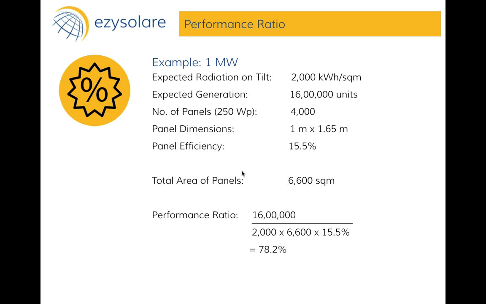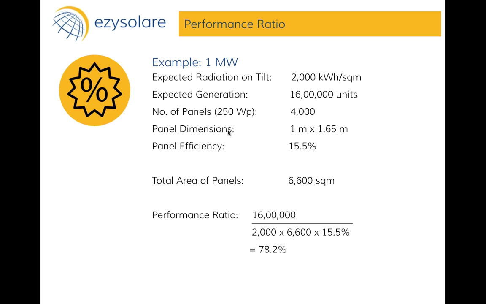The way it is measured, as is given in the formula on the screen, is that you have the final output generation which you track on the meter. You divide that output generation by the theoretical input, which is the radiation that you receive, multiplied by the area of the module, multiplied by the efficiency of the module. It will probably be easier to explain this by giving an example.